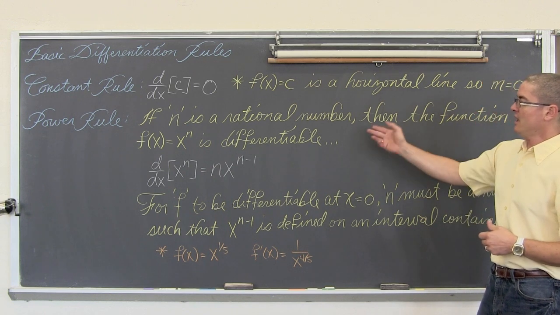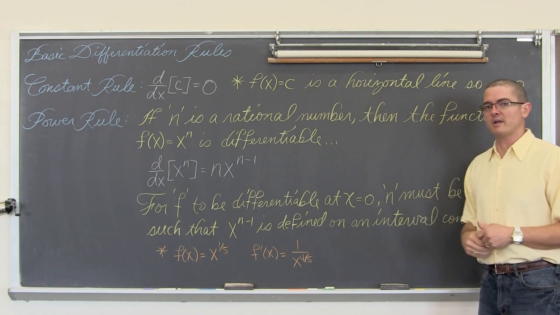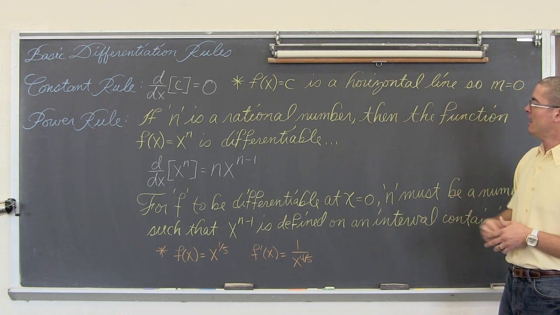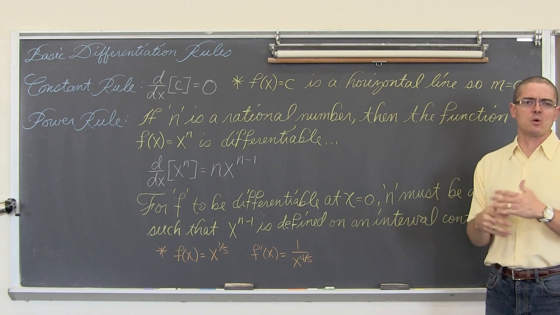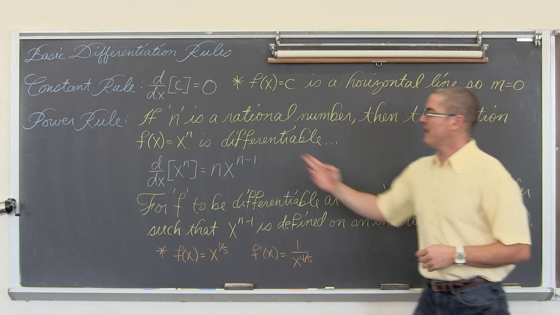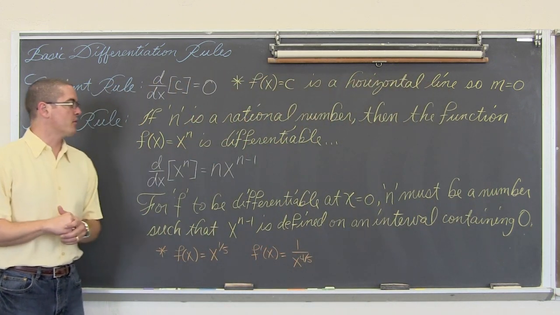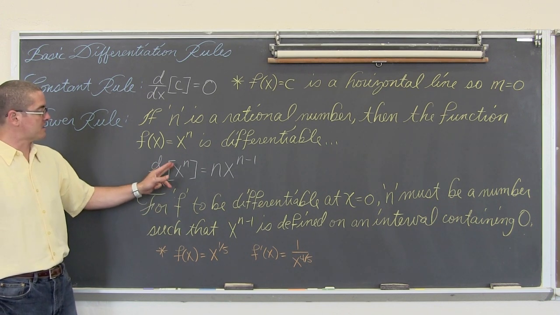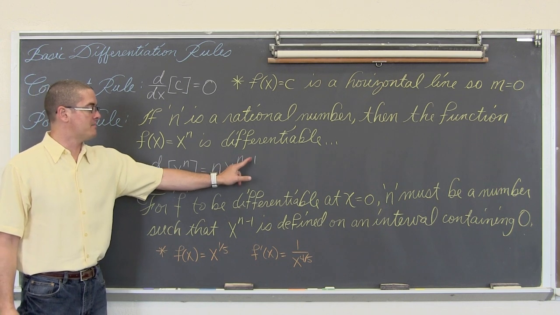Power rule. If n is a rational number, like 2/3 or 1/2, could be 5 too, but anyway, the exponent can't be like square root of 7, okay? So as long as n is a rational number, then the function f of x equals x to the n power is differentiable. And when you find the derivative with respect to x of x to the n power, it's equal to n times x to the n minus 1.